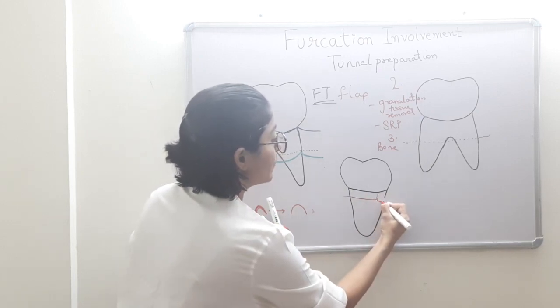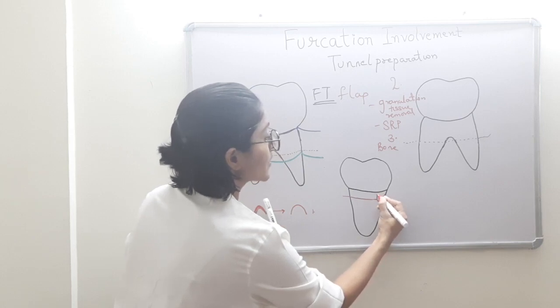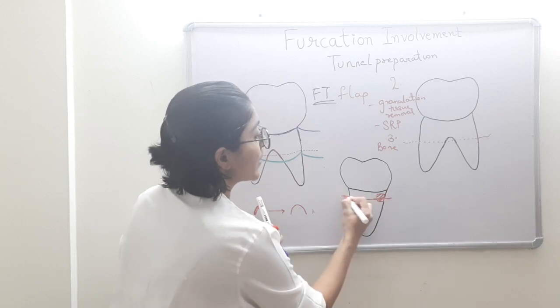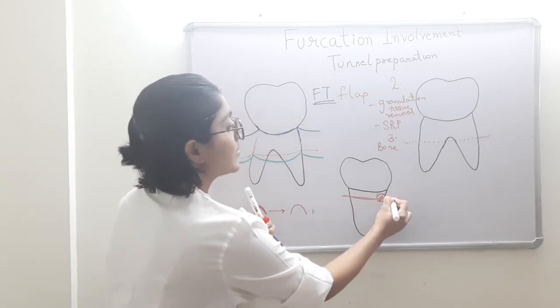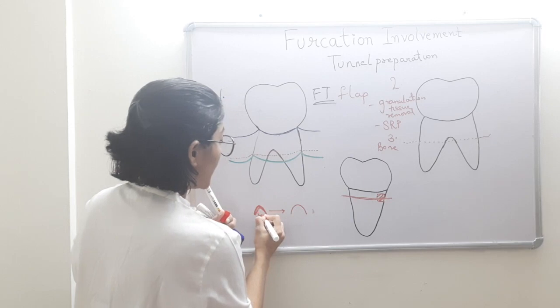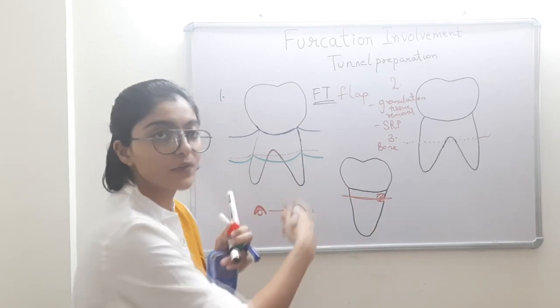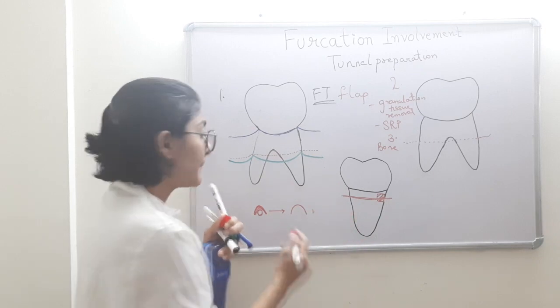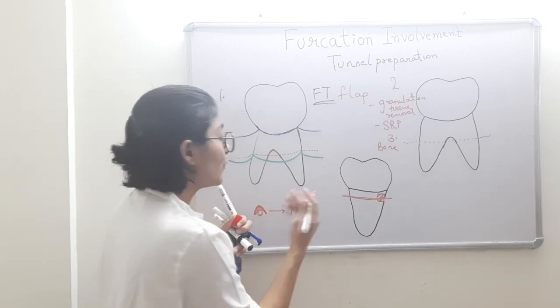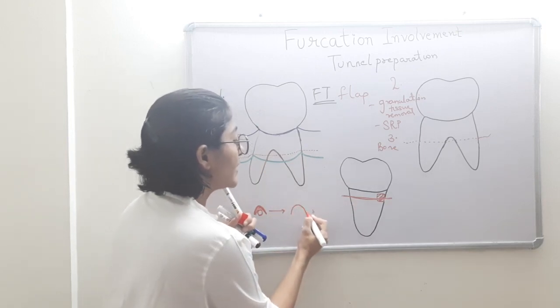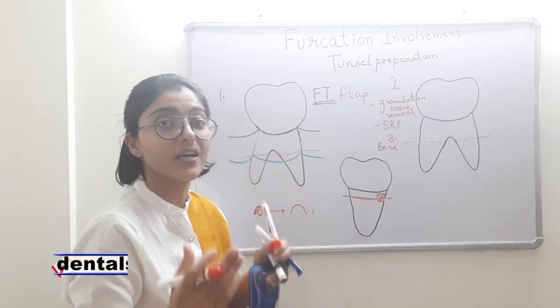A certain amount of bone is still present in the horizontal fashion. So first that bone is removed to create a through and through lesion, and then this tunnel area is cleared. Then widening of the furcation entrance is done by removing the interradicular bone from the furcation roof and the adjacent surfaces. So overall widening of the furcation entrance is achieved.